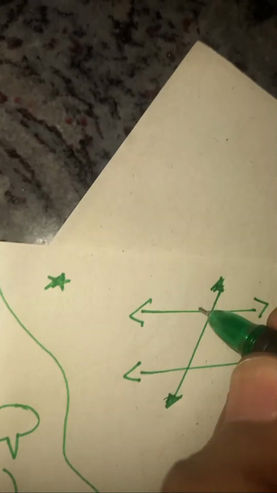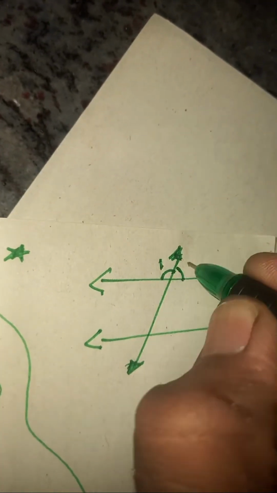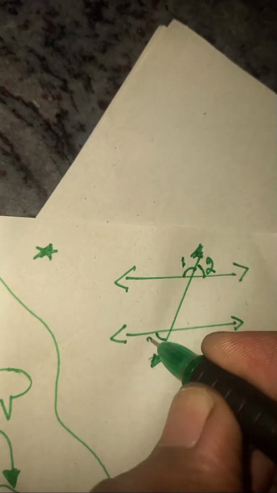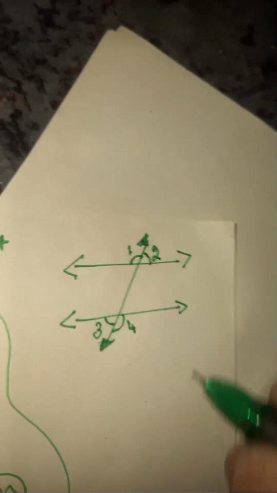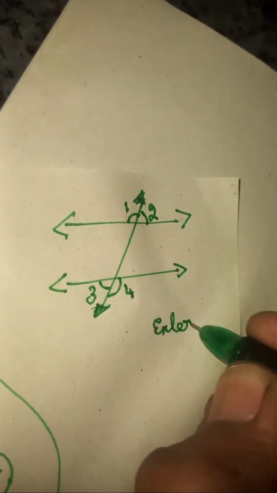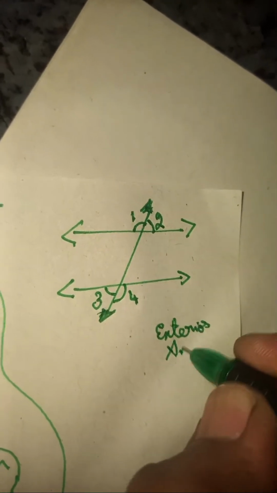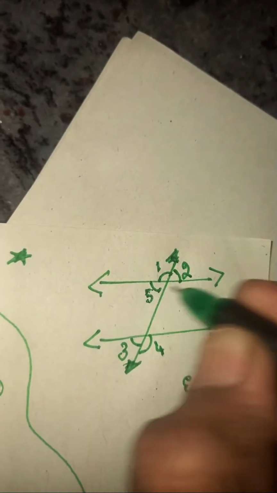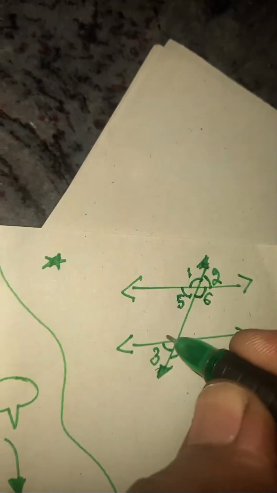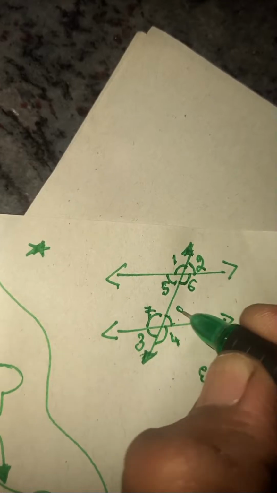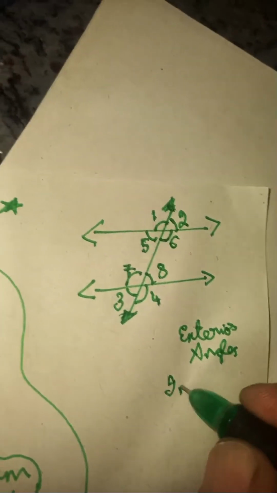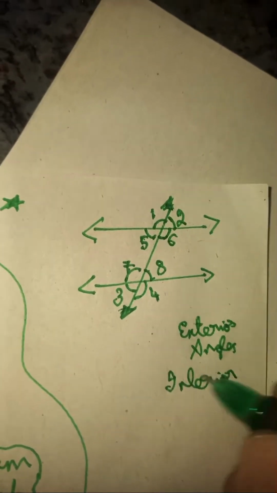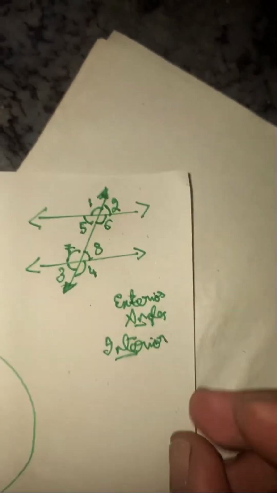Here, these angles, that is angle 1, angle 2, angle 3, and angle 4, are called exterior angles, and the angles known as interior angles are angle 5, 6, 7, and angle 8. I'm going to explain each one of them.